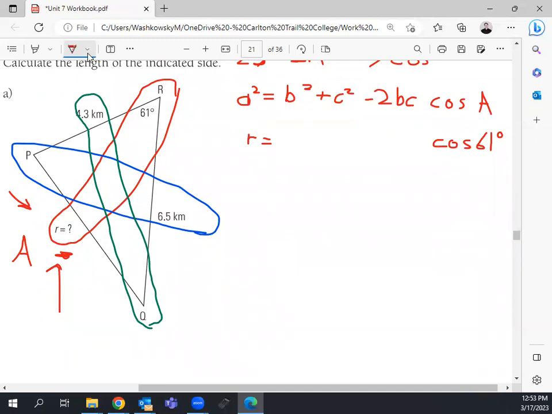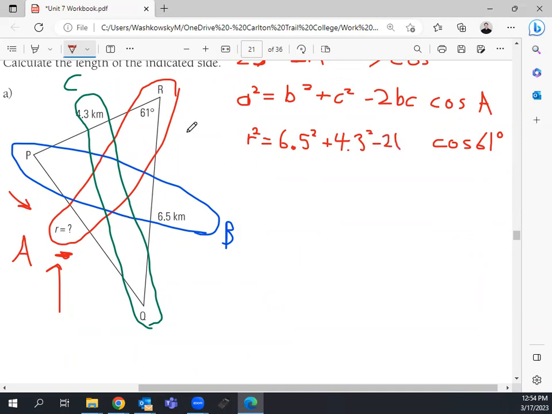It doesn't matter what I do for the other ones. I'm just going to say the blue is B and the green is C. That could be alternated. You just need to get the A labeled correctly. It doesn't matter for the other two. So now I'm just going to substitute my stuff in. Instead of A, I put R. Instead of B, this is going to be 6.5 squared. Instead of C, it's going to be 4.3 squared. And then it's subtract 2.